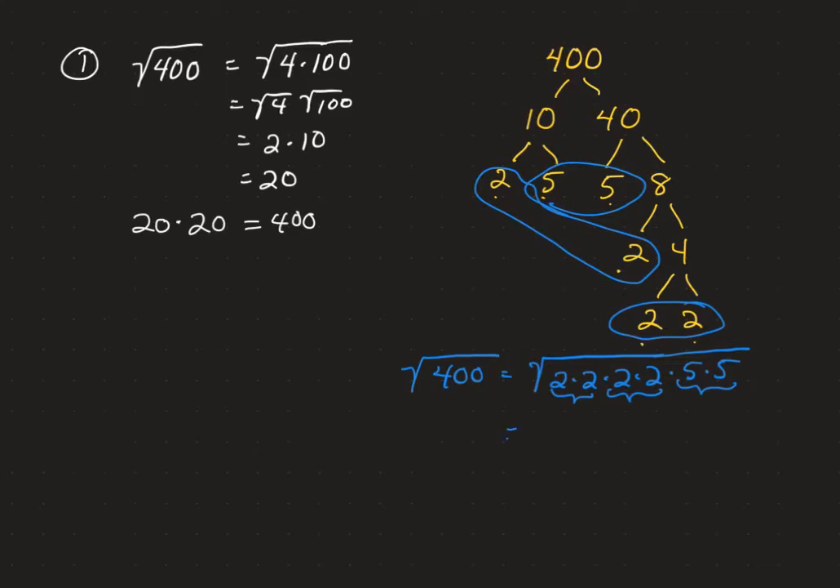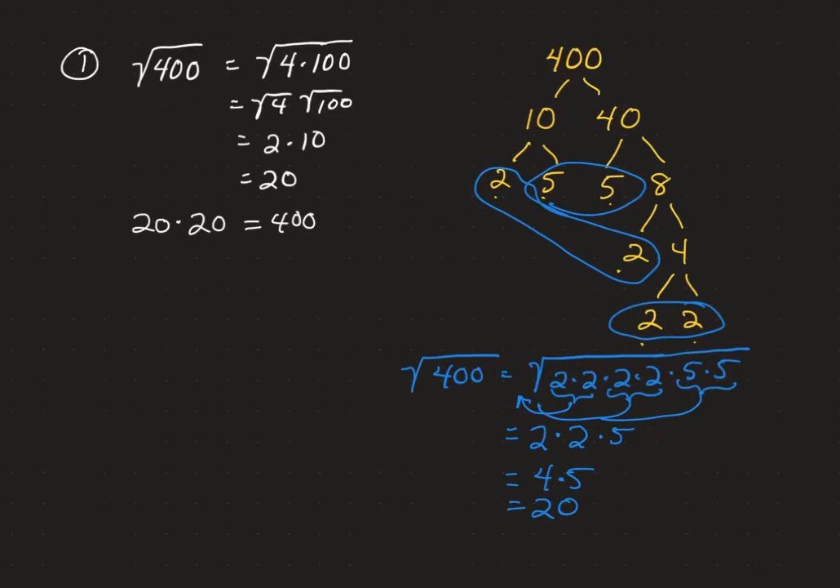First, I'm going to write this the way I would write it if I was just looking at bringing this pair of 2's out. So the square root of 2 times 2 is 2. The square root of this 2 times 2 is 2, and they are multiplied. And the square root of 5 times 5 is 5. And nothing's left underneath the radical sign, so I have 4 times 5 equals 20. So 20, once again, is proven to be the square root of 400.